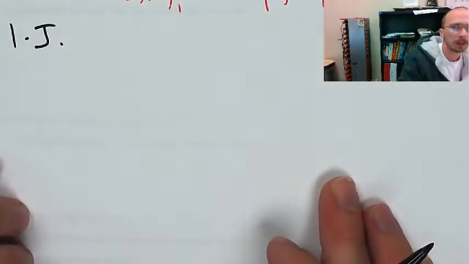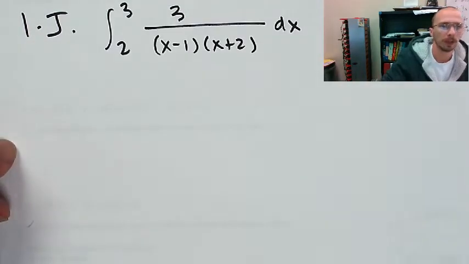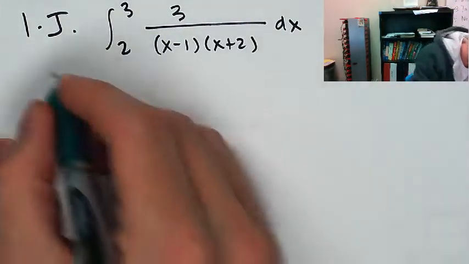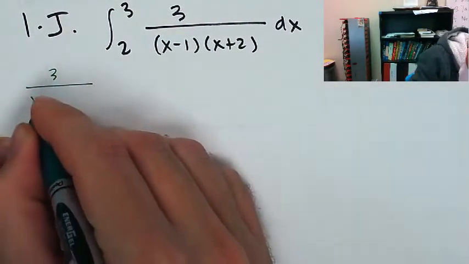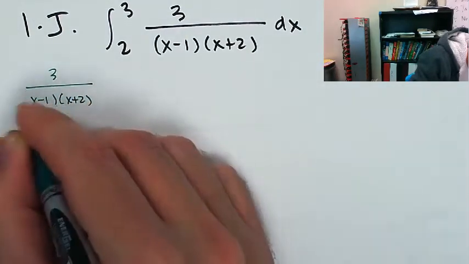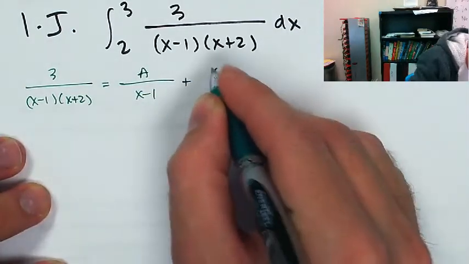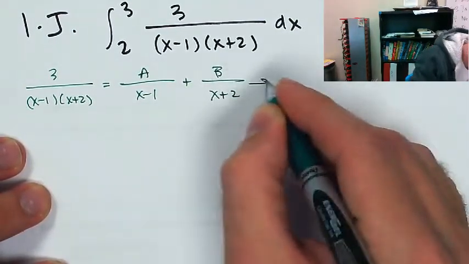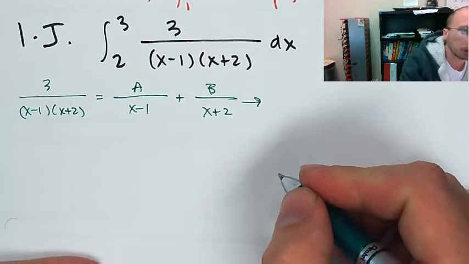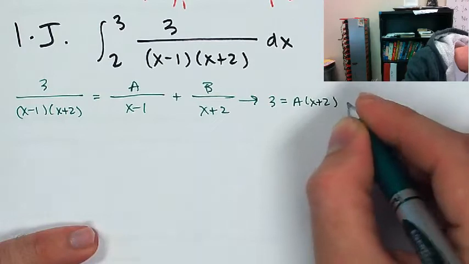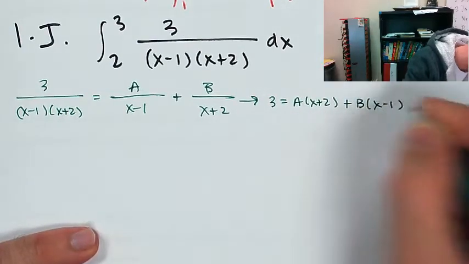Okay, here we've got ourselves another partial fraction problem, because the denominator is already factored for us. Okay, so I see the denominator is factorable. That means I'm going to need to use partial fractions, and I'll say 3 over x minus 1, x plus 2 is some number divided by x minus 1 plus some other number divided by x plus 2. I'm going to clear out the denominator just like always, and I'll have 3 equals a times x plus 2 plus b times x minus 1.